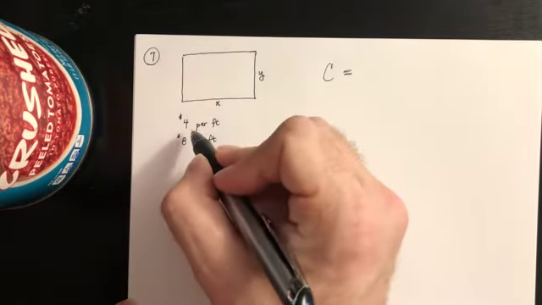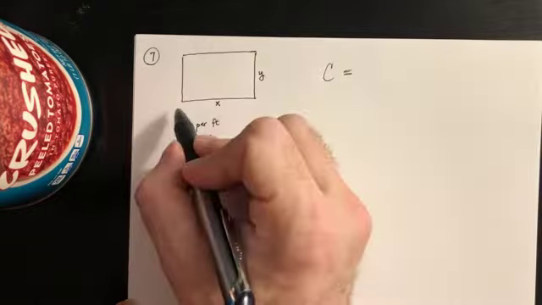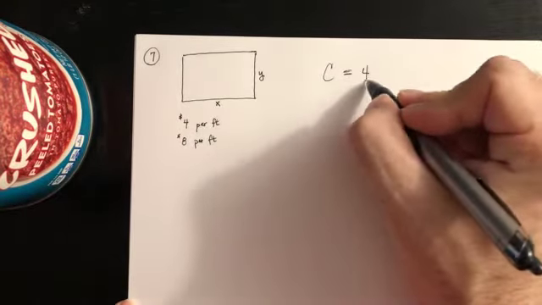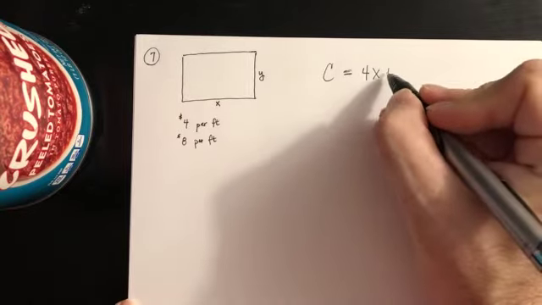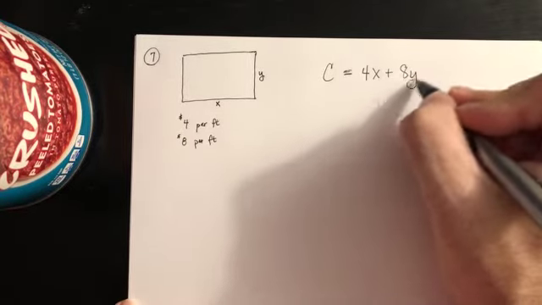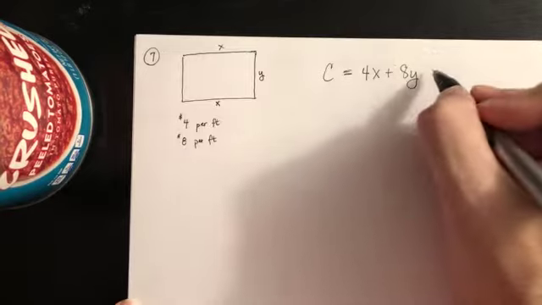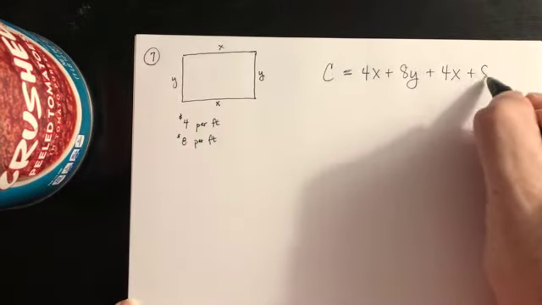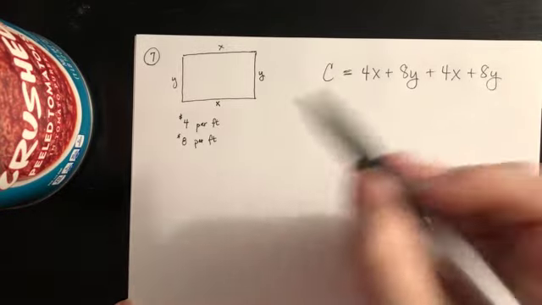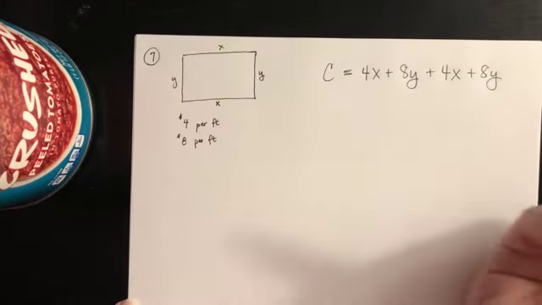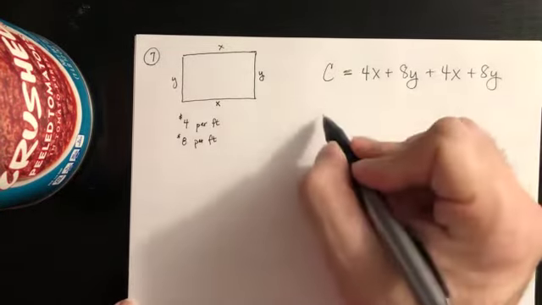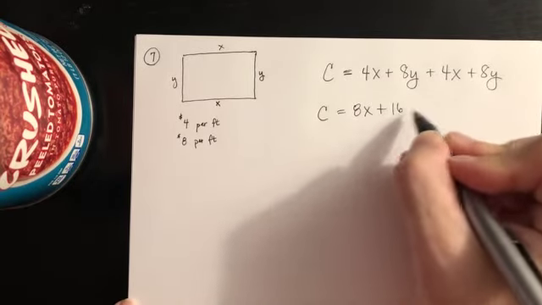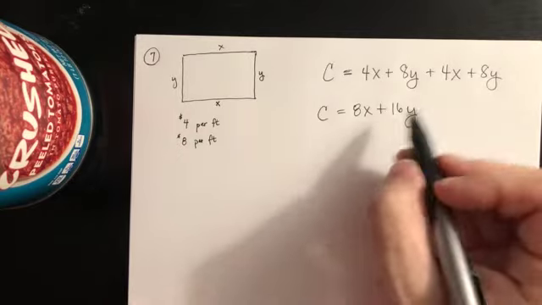But basically what we're going to say is the cost is going to be the perimeter times the amount of money. Or we're going to say $4 times X plus $8 times Y, and then plus another $4 times X plus another $8 times Y. Right? That's how you find cost, is the amount of money per foot times the number of feet. So we can clean this up. Get 8x plus 16y. And we have a problem, right?